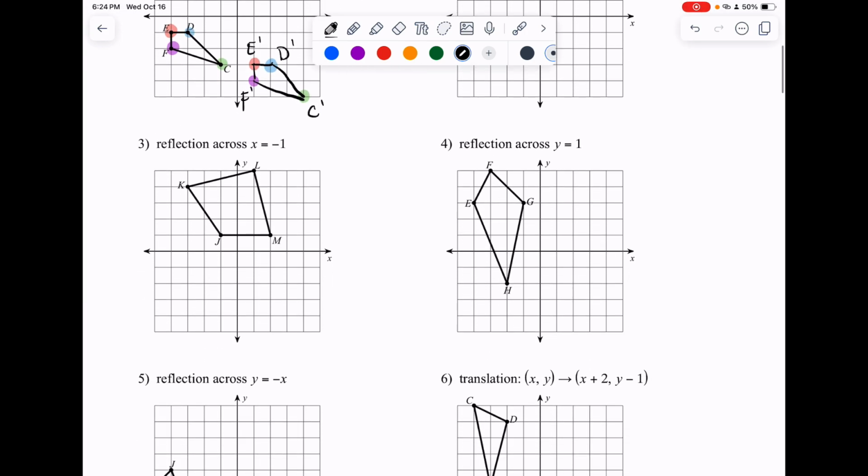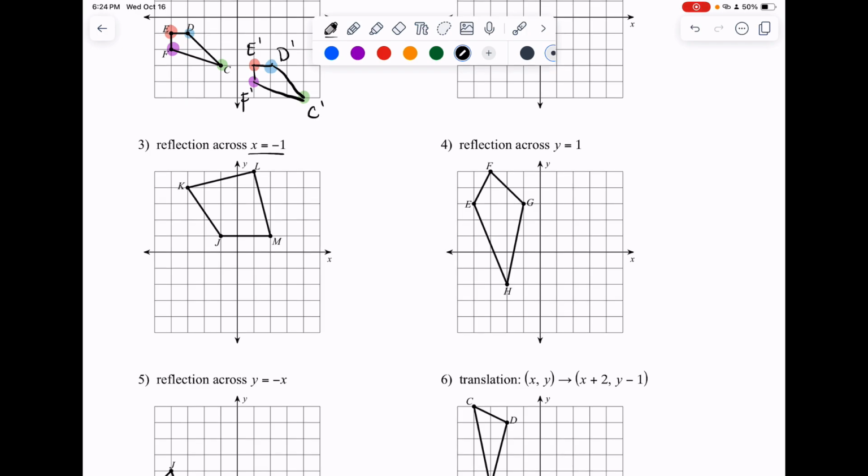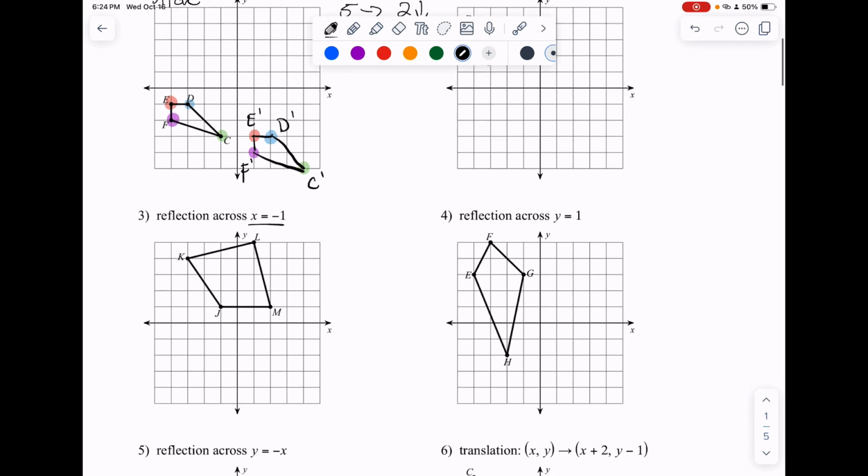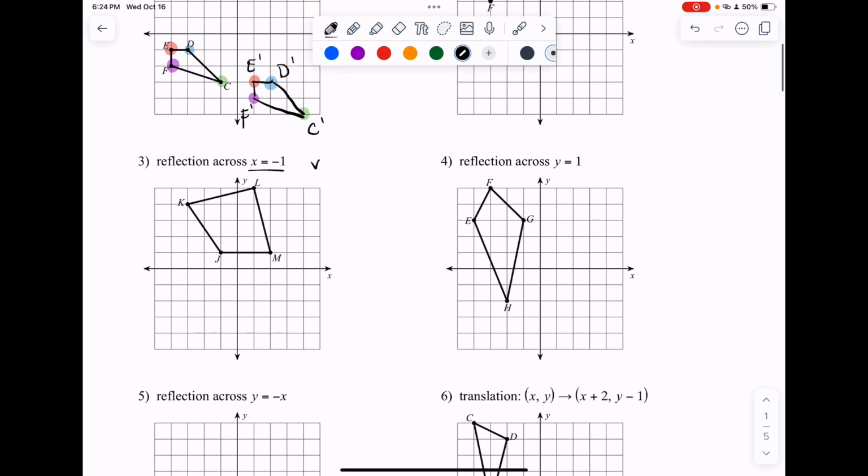So number 3, it says reflect across x equals -1. X equals -1 is a vertical line at -1. So a vertical line at -1 is going to be here, and it's going to go all the way up and down. So we're going to draw a different color line in there, maybe orange. And I'll try to draw it as straight as I can. So I'm going to reflect everything over that orange line.